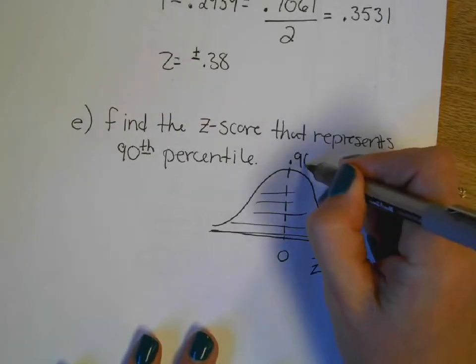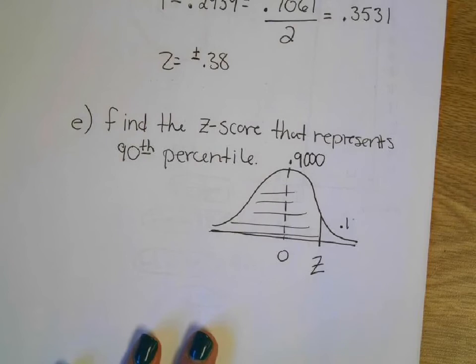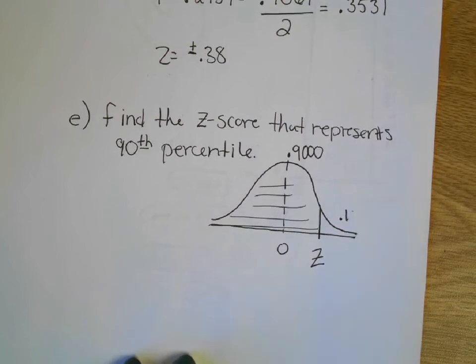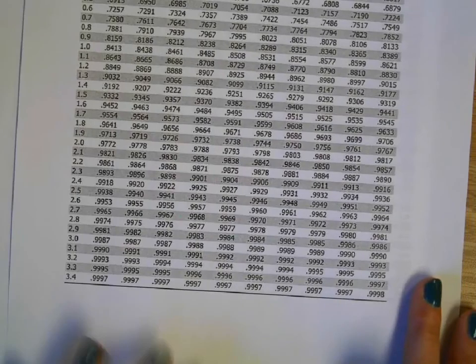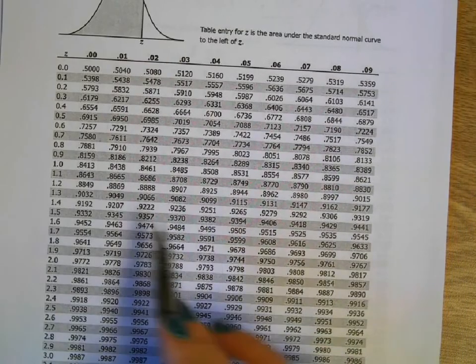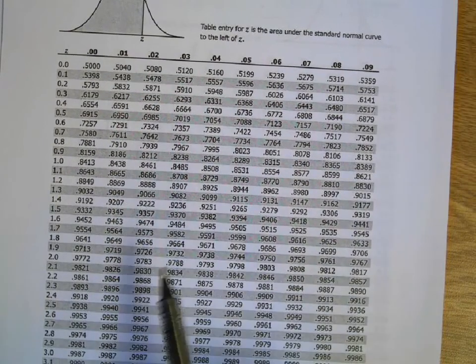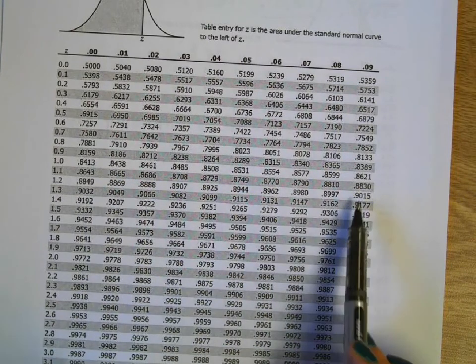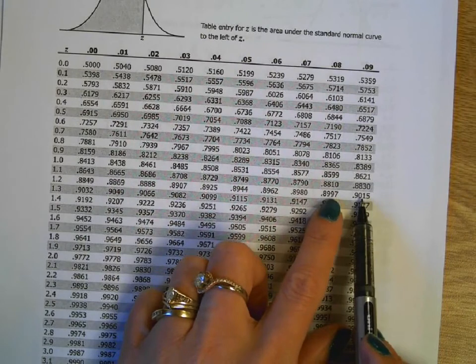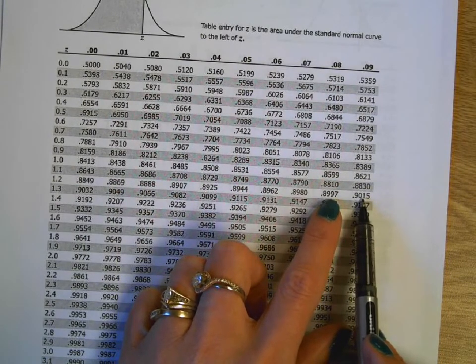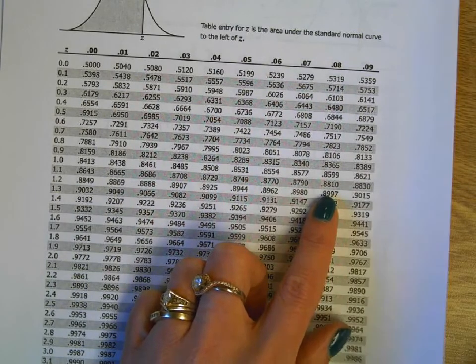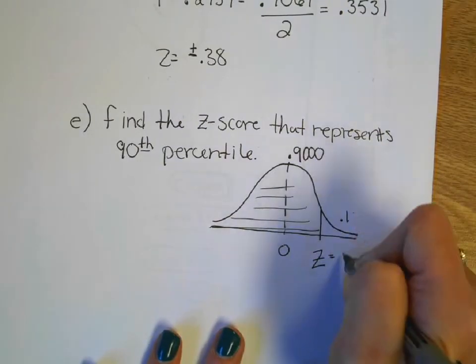So we are looking for 0.9000. What's the closest you can get to that? Negative 3.0. Not going to be negative, Lucas. Okay, fine, 3.4 all the way at the end. No, that's not. 0.9015 and 0.8997. Which one are we closer to? This one. So 1.28. So this z-score would be 1.28.